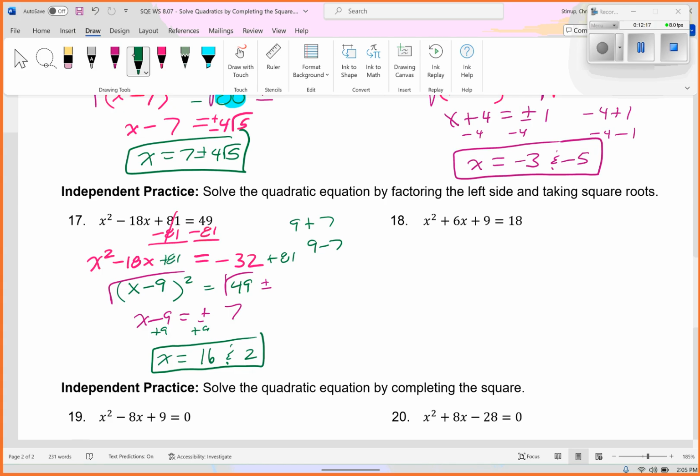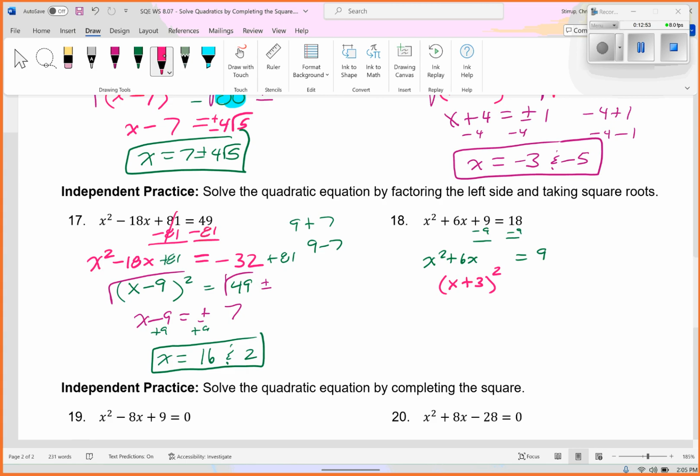18. Start me out on it. Subtract 9. So I get x squared plus 6x equals 18 minus 9 is 9. Okay, ready for the parentheses. What goes inside the parentheses, anybody? So x plus 3, so half of 6, correct?